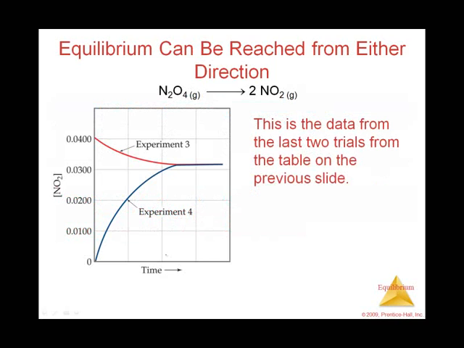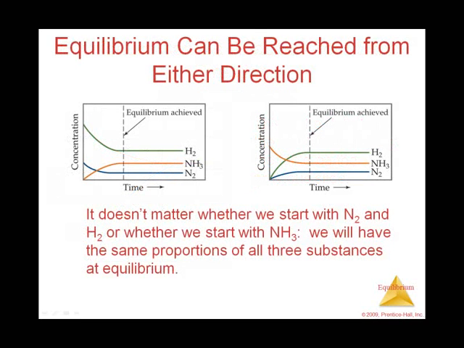Okay, and here's experiment 3, starting with some reactant. Here's experiment 4, starting with product, and what you can see is that they will end up in the same place. This shows the same thing again. Doesn't matter where we start. We can start with reactants, or we can start with products. This is ammonia. In the end, once equilibrium is achieved, the ratio of the concentrations of these three is going to be the same. The actual concentrations may change, but the ratio of the concentrations of the three will be exactly the same.